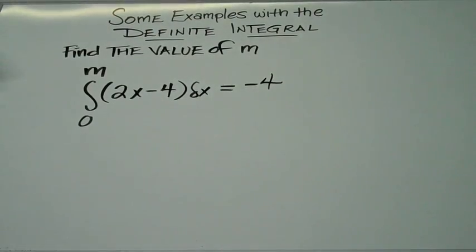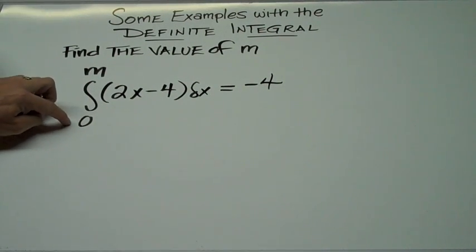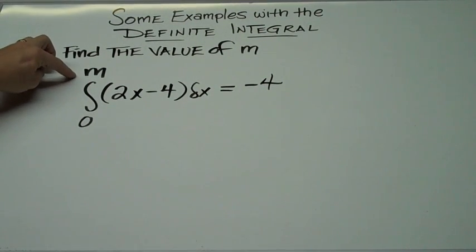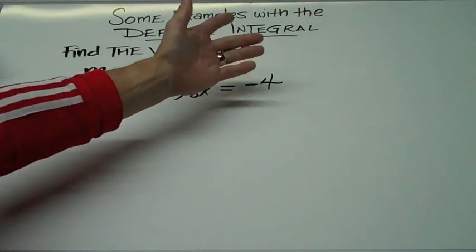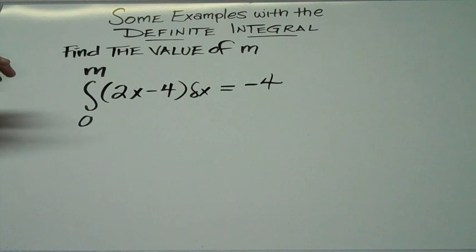Here's another type of problem you might encounter when dealing with definite integrals. In this case, they've given us the lower bound a of 0, and the upper bound is no longer b, but it's m. And they say find m. And they tell us that the answer, or the area under the curve, is -4. So we have to integrate this.